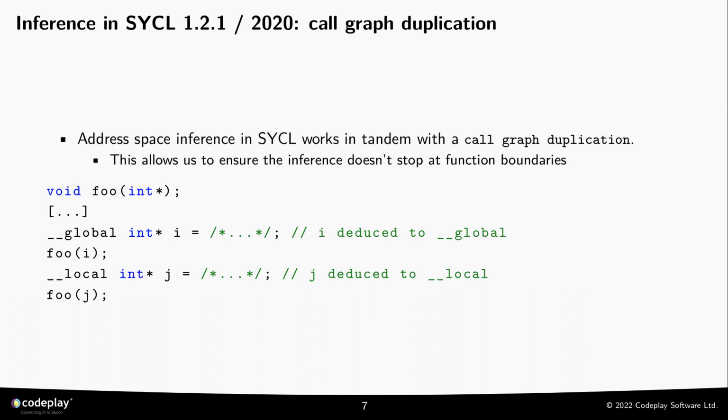So if we look at the code sample here, we have a function foo that takes a pointer to some undeduced address space. Later, we have two calls to foo. One is called with a pointer that we deduce to be to global, and one is to a pointer that we deduce to be to local.